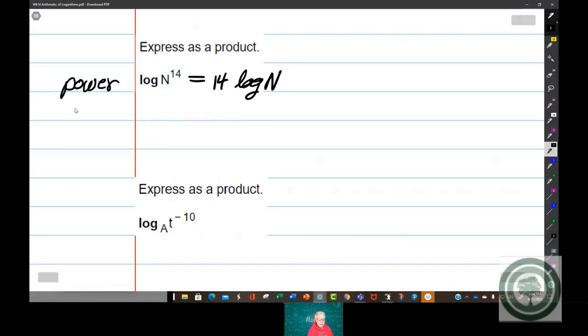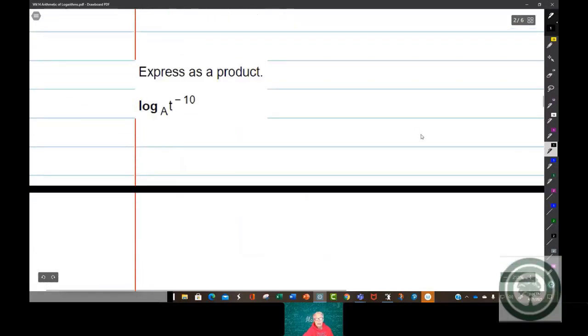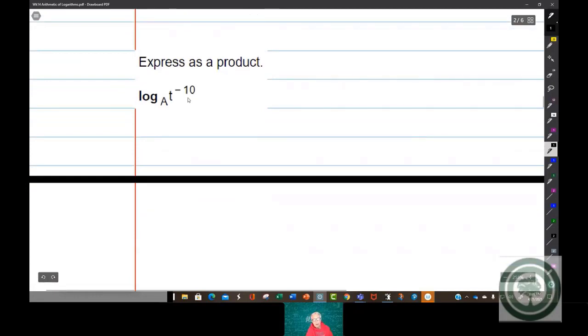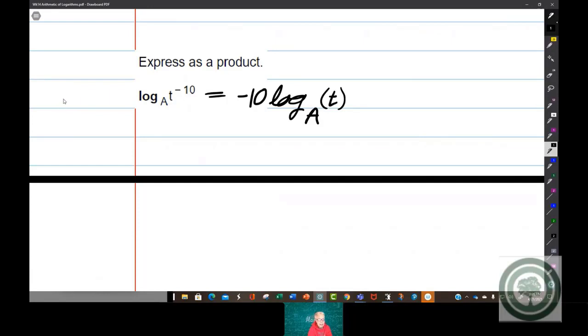And here we have the power rule again, right below it. Just giving you practice with the basic problems before you have to go to the harder problems. It makes sense to do that. Here's your exponent, negative 10. Log base A, capital A, of lowercase t raised to the negative 10 power is negative 10 times log base A of lowercase t. All right, and that's the power rule.